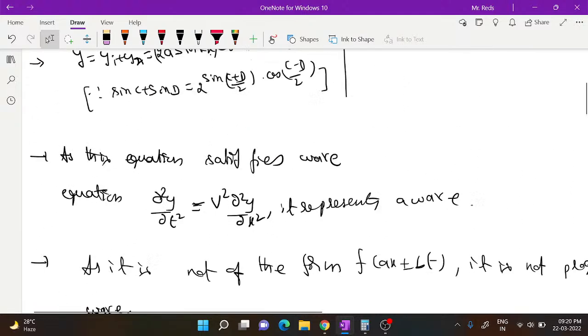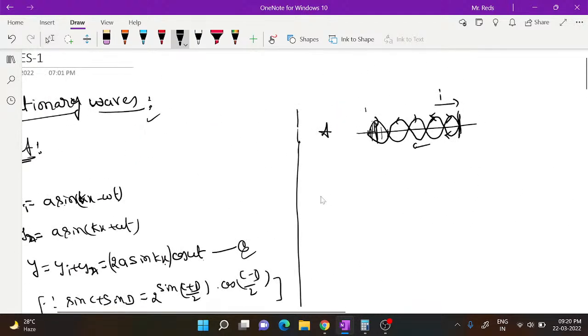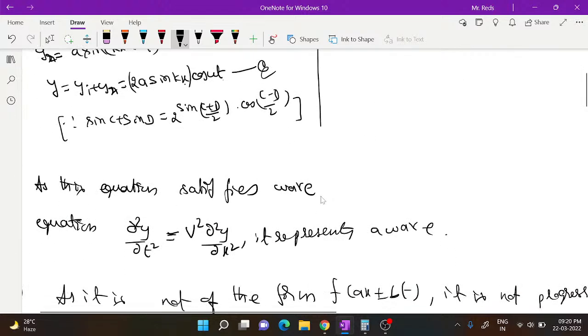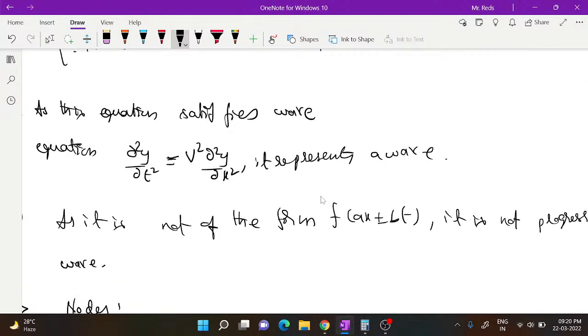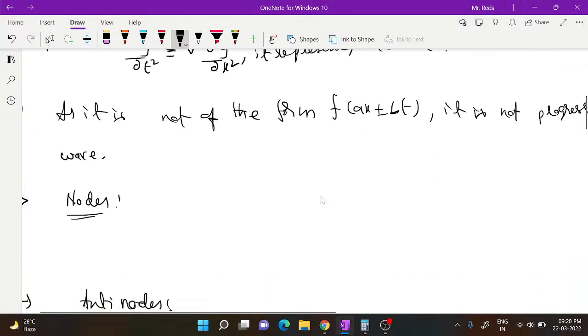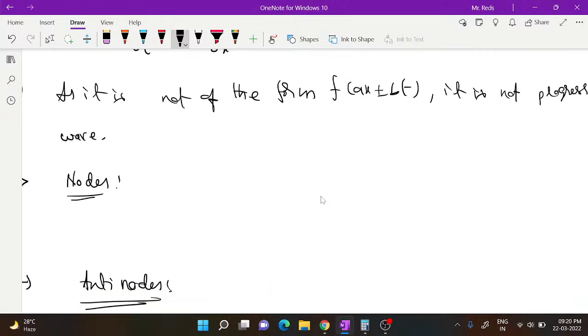And in stationary waves, we come across these points called nodes and antinodes. What is a node and what is an antinode? So let's see. The points in stationary waves where the amplitude is minimum are called nodes. Whereas the positions in stationary waves where the amplitude is maximum are called antinodes.